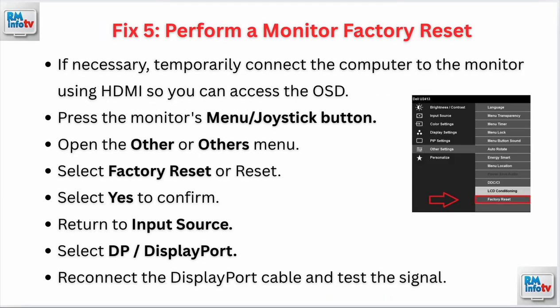Fix 5: Perform a monitor factory reset. If necessary, temporarily connect the computer to the monitor using an HDMI cable so you can access the OSD. So press the monitor menu joystick button. Now open the other menu. Select factory reset or reset, and select yes to confirm.